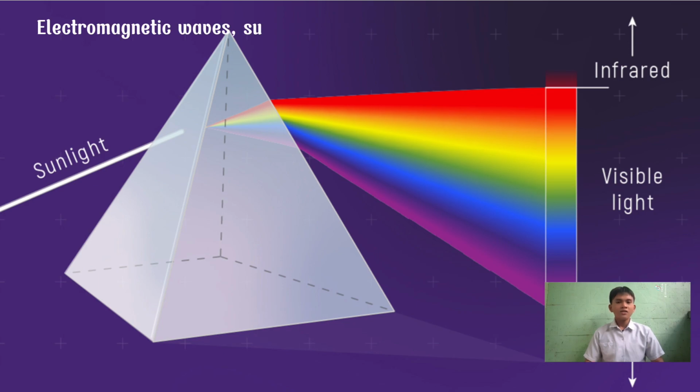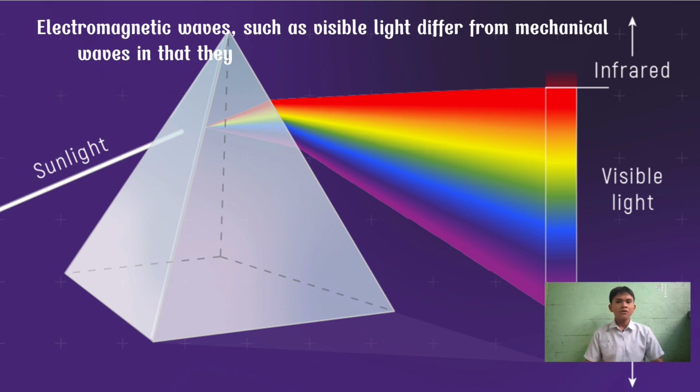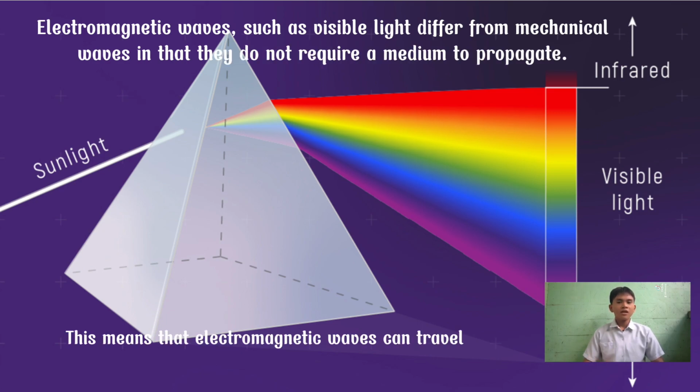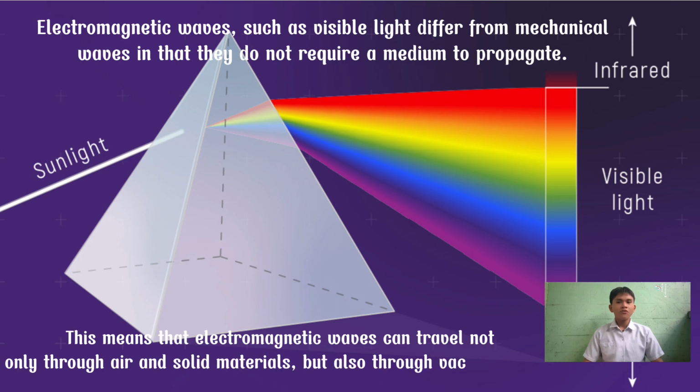While on the other hand, electromagnetic waves such as visible light differ from mechanical waves in that they do not require a medium to propagate. This means that electromagnetic waves can travel not only through air and solid materials, but also through vacuum space.